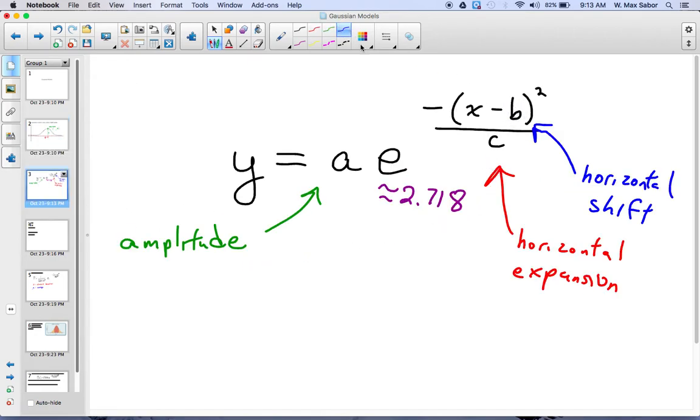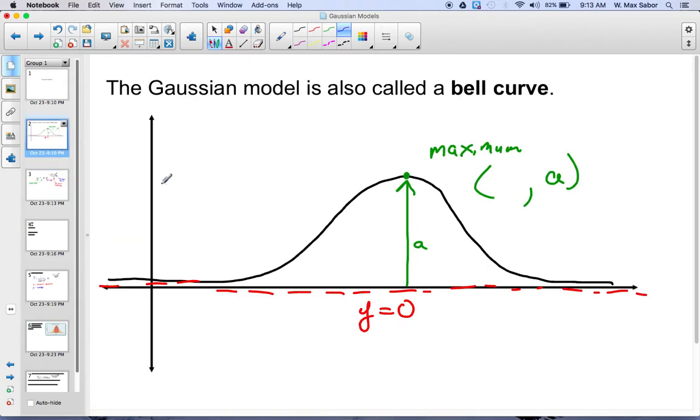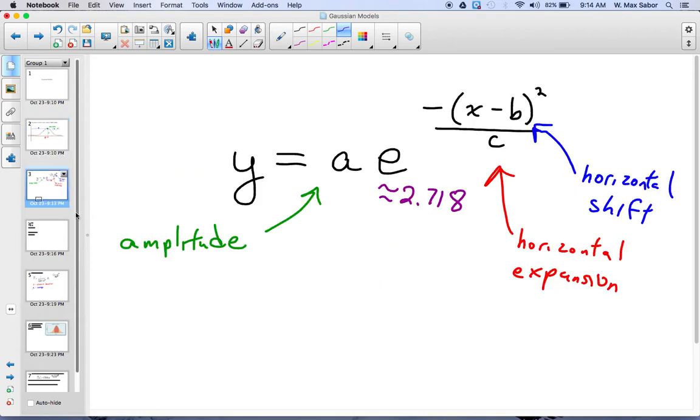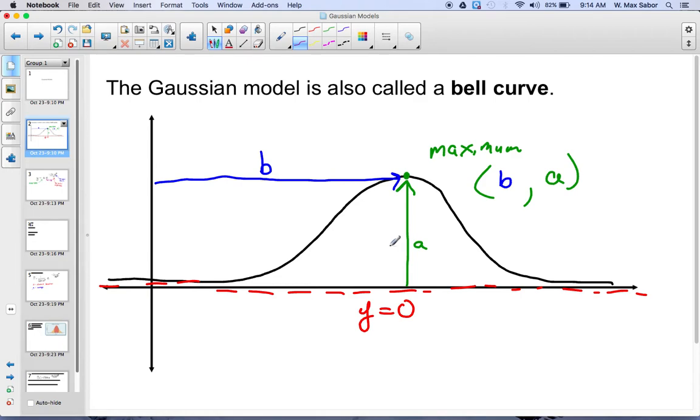The B represents the horizontal shift. So if you didn't have a B value, then it'd be at 0. This is the horizontal shift right. So that's B comma A is the coordinate of the maximum. And then C is the horizontal expansion. It's not easy to draw a particular arrow that will show the C value, but this distance is affected by C. So as C gets bigger, this will get wider, and as C gets smaller, it will shrink.